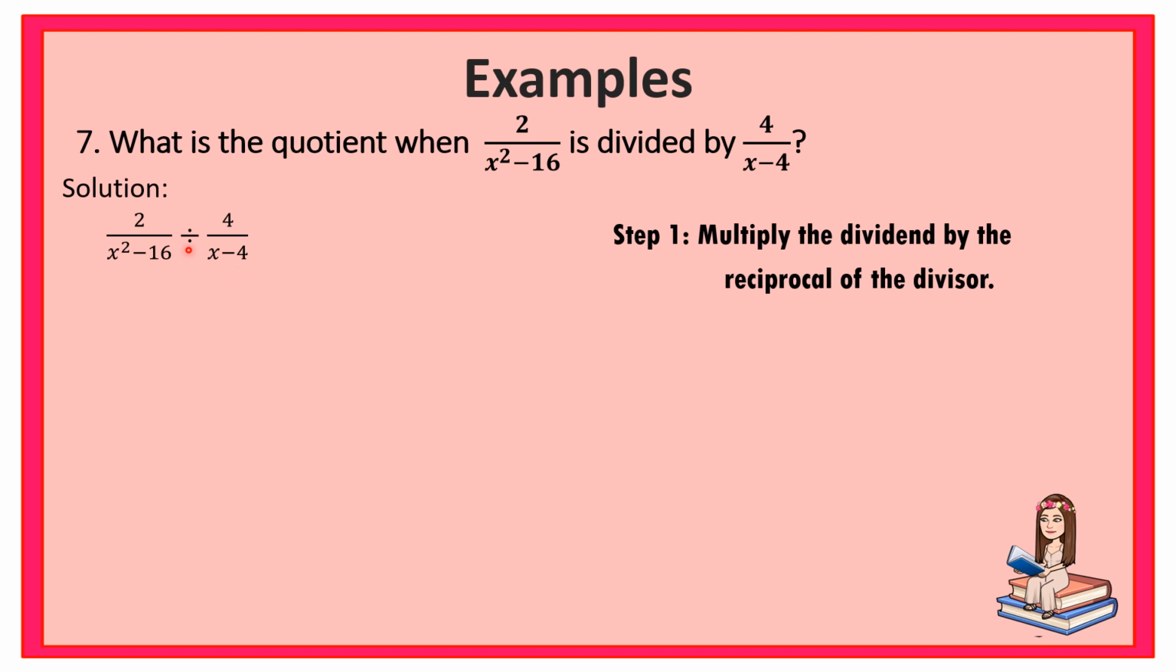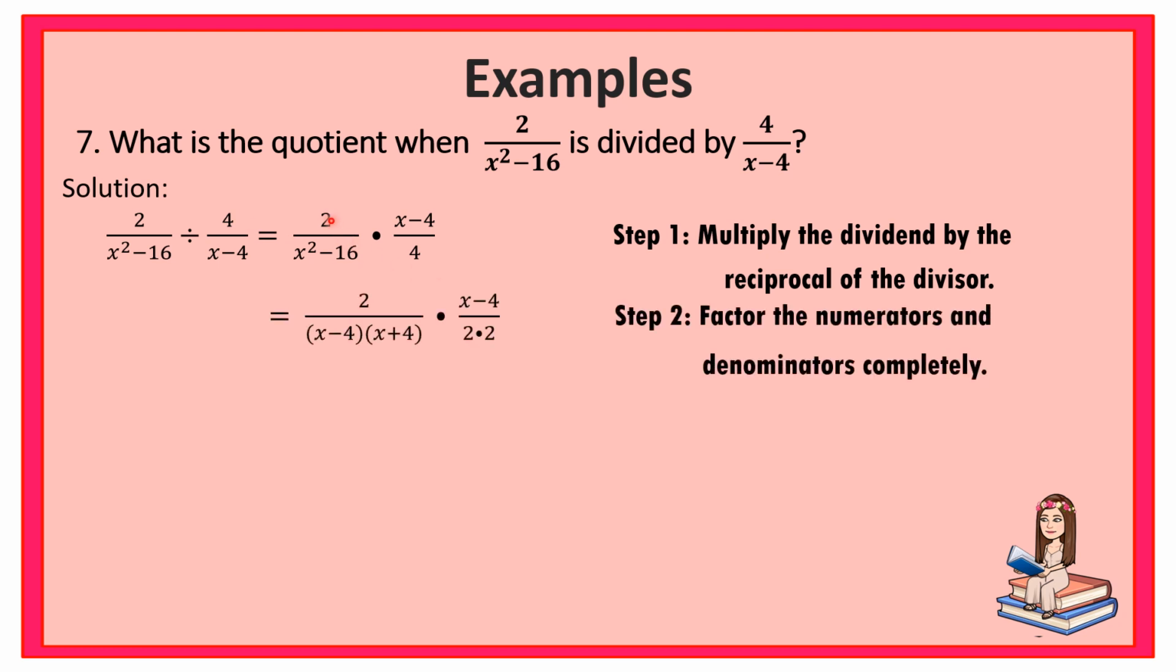At dahil division yan, we change to multiplication and we get the reciprocal of the divisor. So we will now have 2 over x squared minus 16 times yung x minus 4 muna mapupunta sa taas at yung 4 mapupunta sa baba. And proceed with the process. Let us factor it out. So 2 ay 2. Yung x squared minus 16, so the square root of x squared is x. The square root of 16 is 4. Isang negative, isang positive. Sa taas naman, we have x minus 4 at yung 4 ay 2 times 2.